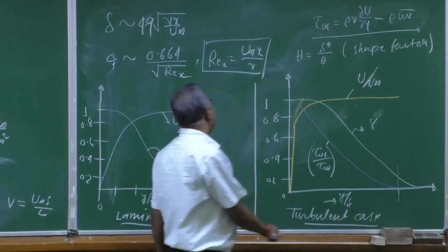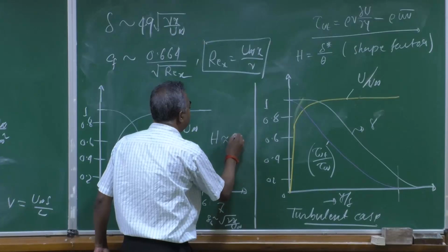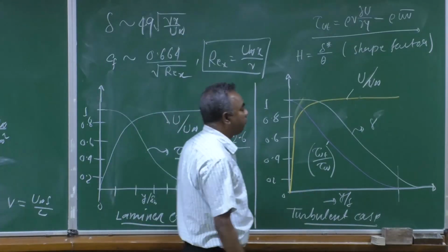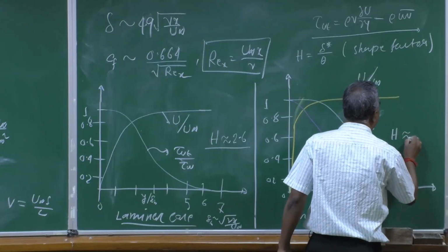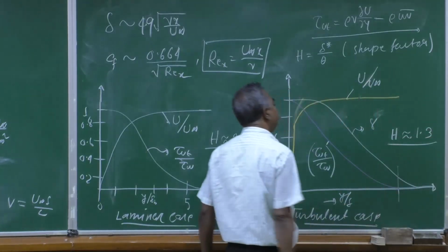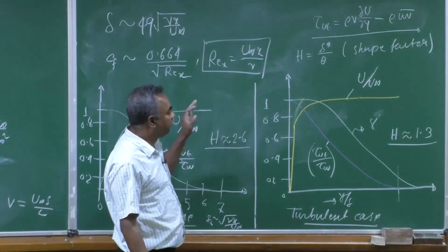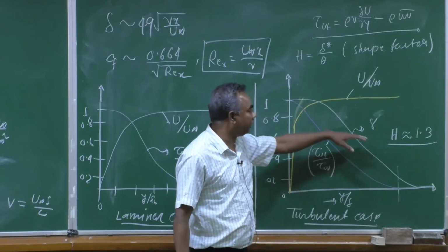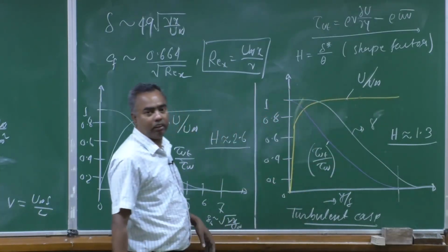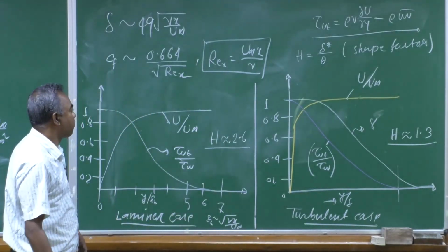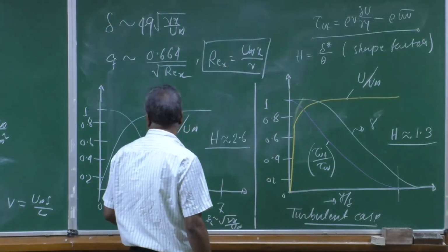The shape factor value for a laminar case is approximately 2.6, and for the zero pressure gradient turbulent case it is approximately 1.3. So, H can be considered as the shape factor, which is also a measure of the flatness of the velocity profile. So, that is what it says, all right.